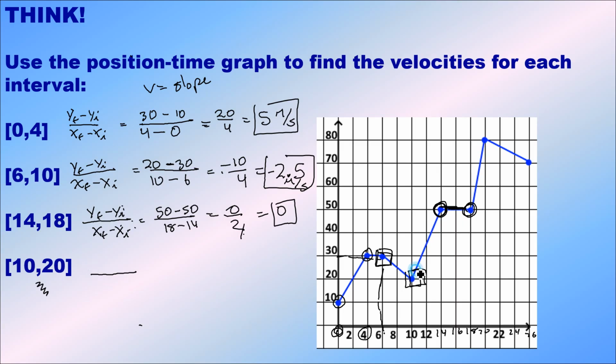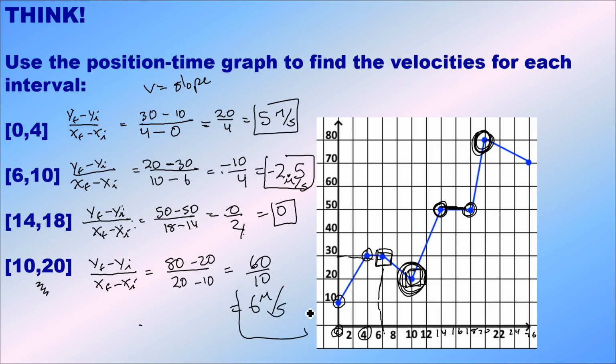So at 10, so that's this point, to 20, that's this point. I need to calculate my slope. And I do that by doing this. All right. Y final? Well, I ended up at 80. And I started at 20. So 80 minus 20. And I ended up at time 20. But I started at time 10. So 60 over 10, which is 6. So 6 meters per second.